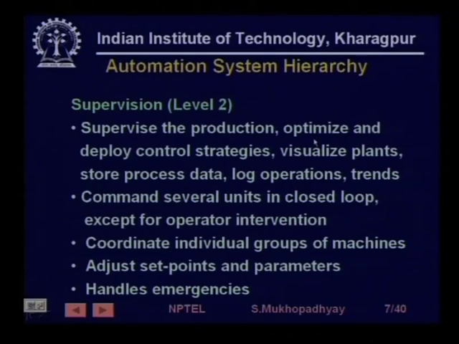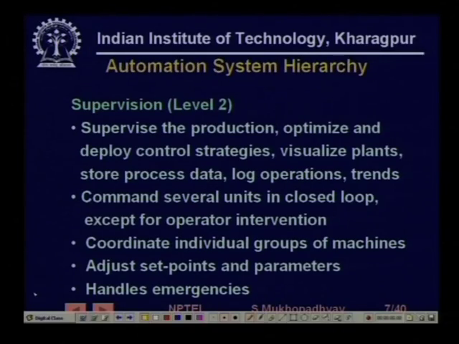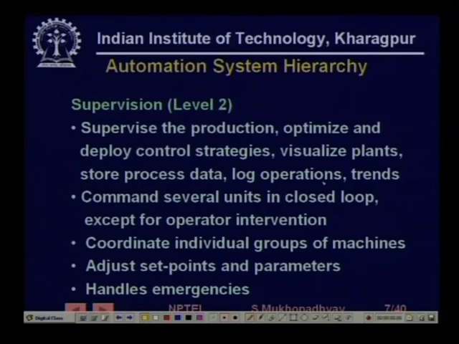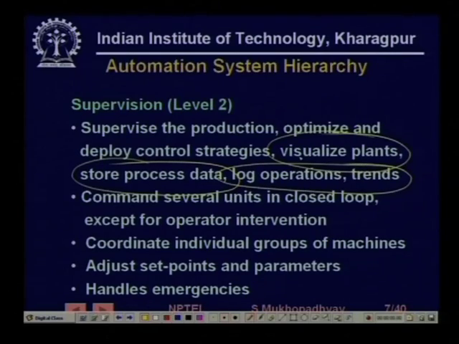And they also supervise the overall production process. They optimize and deploy control strategies. So, they manage the whole production. Sometimes it is done automatically, sometimes it is done manually; in many cases it is done manually, that is using operators. So, these systems visualize and give the operator a view of what is happening in the plant. They also store process data for future use. They do a lot of documentation which can be used later on for quality tracking and process improvement purposes.